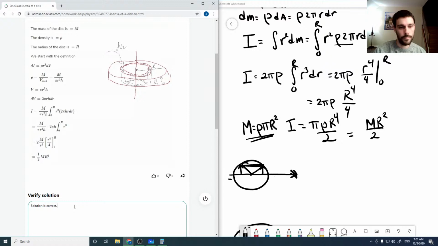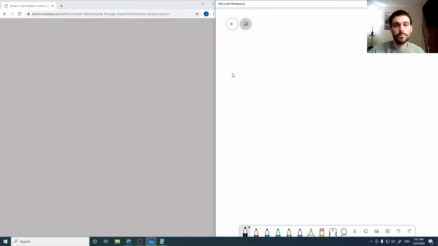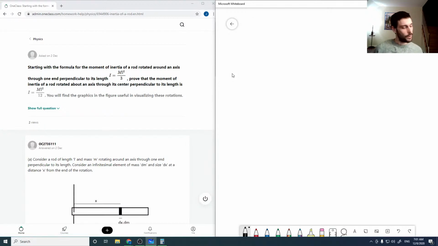So the moment of inertia for an axis in the plane is mr squared over 4. Others are possible, and they can actually be derived from those as well, but that's for a different lesson. Okay, or this lesson in fact.